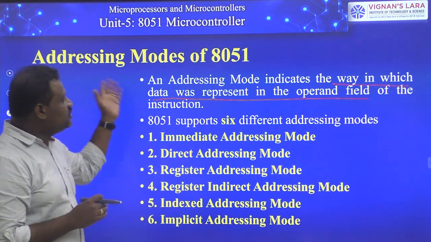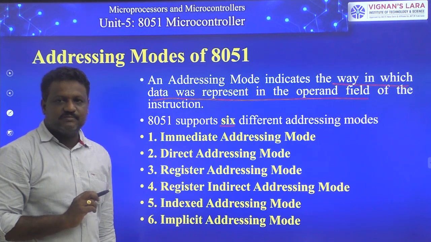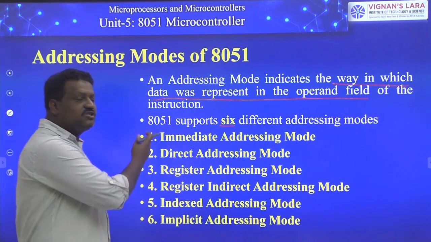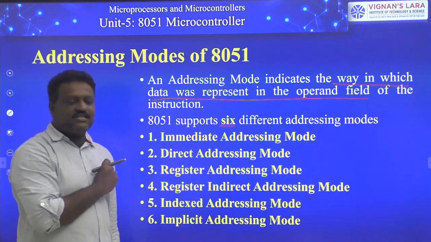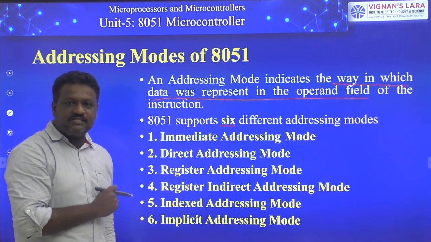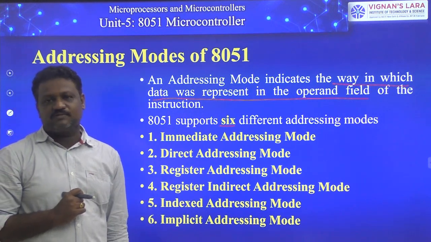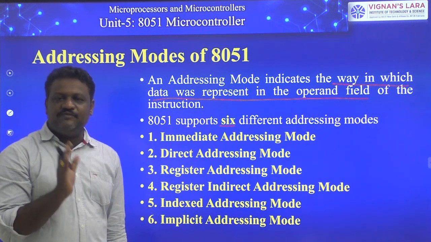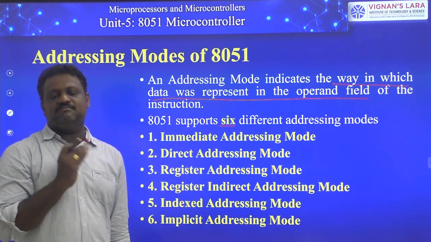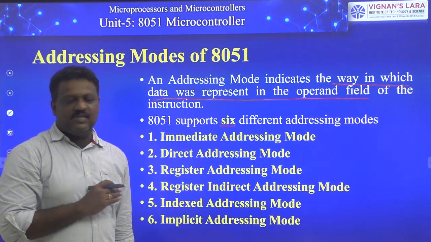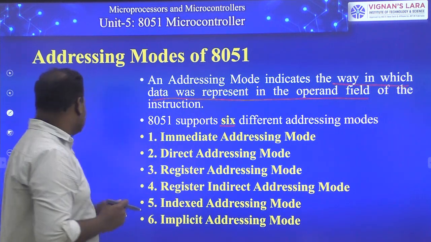Our 8051 supports a total of 6 different addressing modes: immediate addressing mode, direct addressing mode, register addressing mode, register indirect addressing mode, indexed addressing mode, and implicit addressing mode. These are the 6 different addressing modes supported by the 8051 microcontroller. Now, we are going to discuss these addressing modes one after another.